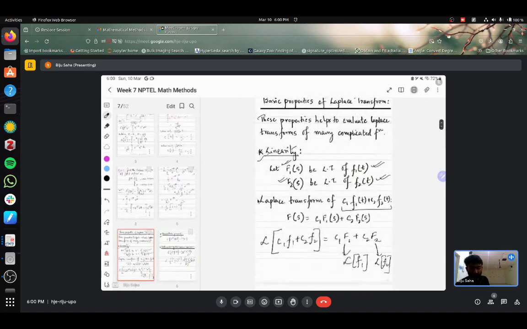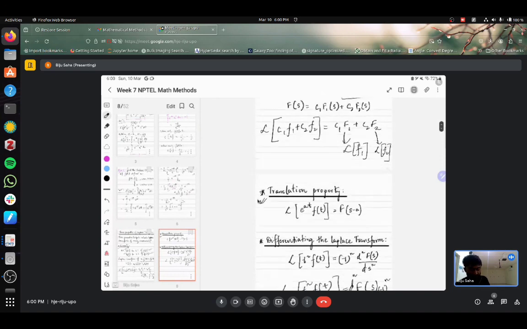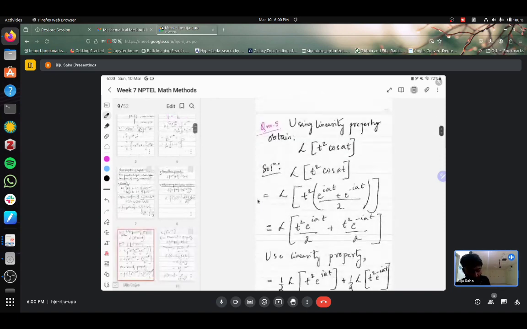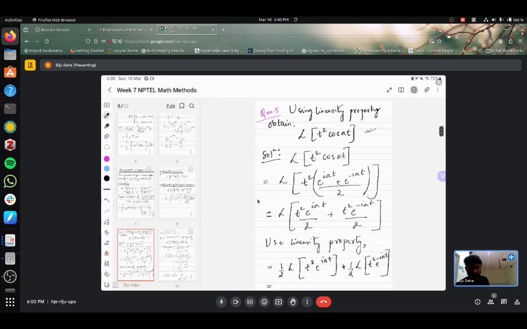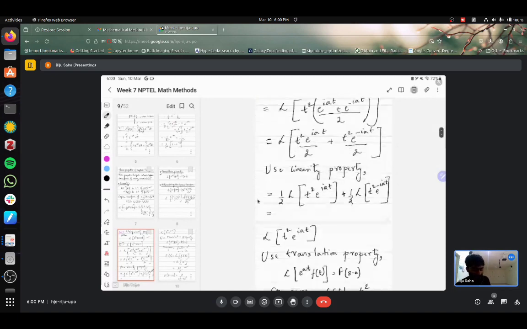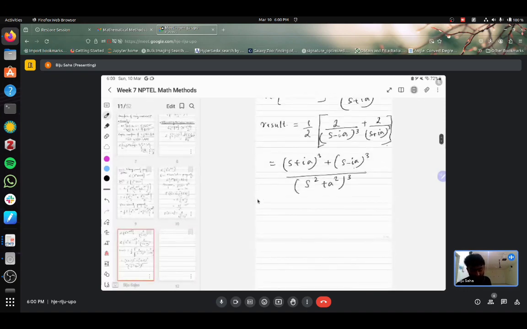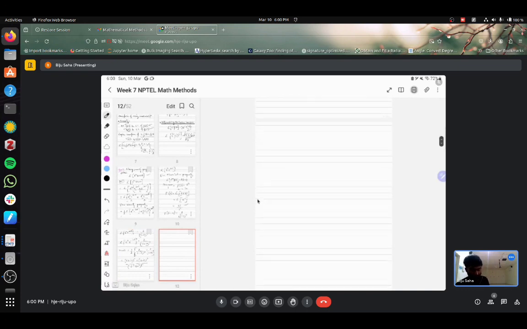Now we learned two properties of the Laplace transform. One is the linearity property, another is the translation property. These two properties could help us solve these problems. If you go back and check this lecture video, you could understand how these two properties were used to solve this particular problem. We used those two properties and could easily arrive at the Laplace transform of a function which was otherwise complicated.